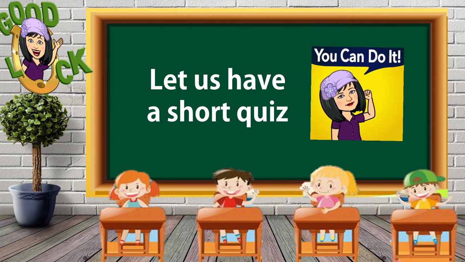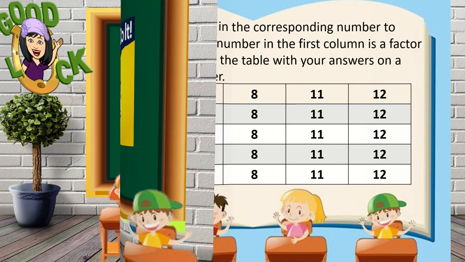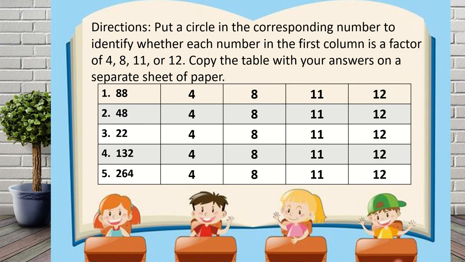Okay, let us have a short quiz. I know you can do it. Good luck. Directions: put a circle in the corresponding number to identify whether each number in the first column is a factor of 4, 8, 11, or 12. Then copy the table with your answers on a separate sheet of paper. So, get your paper and write everything first, then put a circle. Circle the answer. It can be one, two, three, or all of them with a circle, as long as the number is divisible by or a factor of 4, 8, 11, or 12.